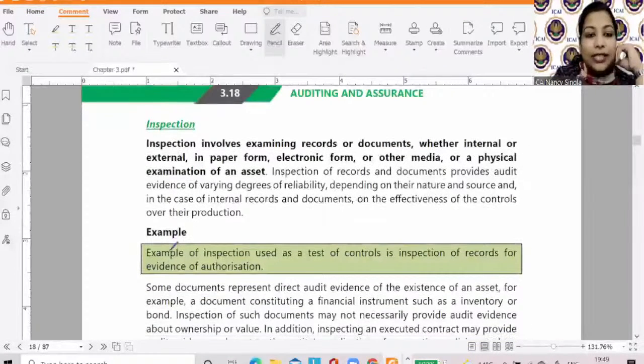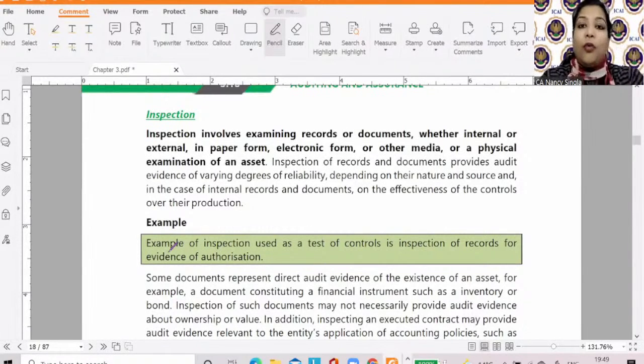Okay? So now let us try to understand what is inspection. When I as an auditor am examining a record, a document, that document can be internal to the organization or external. Sales invoice bhi ho sakta hai internal, and external bhi ho sakta hai, purchase invoice bhi ho sakta hai. It can be in paper form, or it can be in electronic form. So first of all, inspection is when you are examining certain records. Or I can also say inspection also includes physical examination of any asset. I gave you an example of inspecting a building. So inspection involves examining records or documents, whether internal or external, in paper form, electronic form, or other media, or a physical examination of an asset.